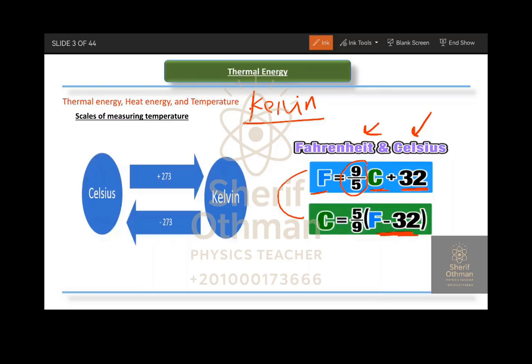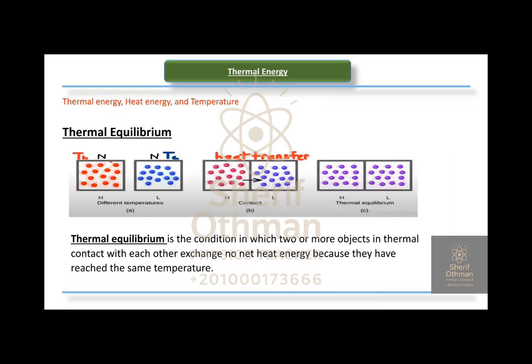by 5/9. To change between Celsius and Kelvin, from Celsius to Kelvin, you will add 273. From Kelvin to Celsius, you have to subtract 273. What is the meaning of thermal equilibrium, guys?